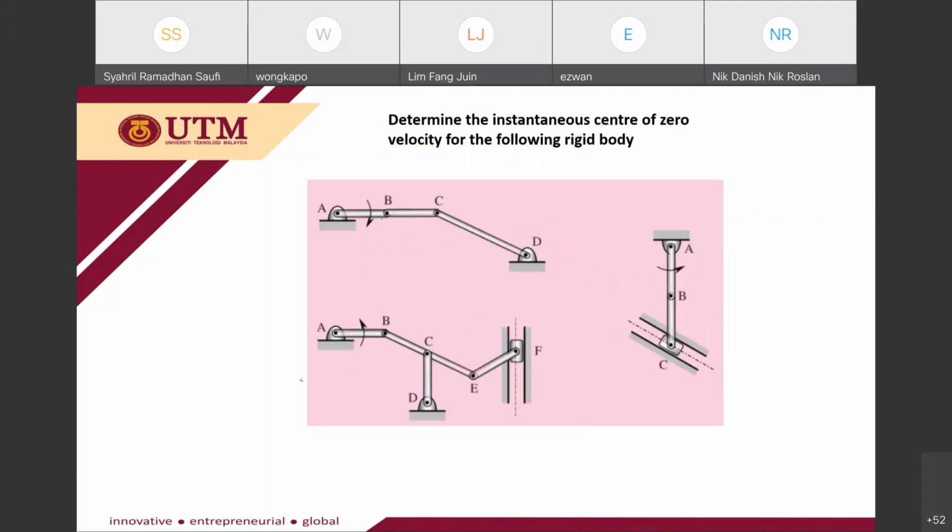Okay, I go to the next one. For this figure 3, where is the instantaneous center of zero velocity for BC? Because previously we know that BC is GPM. Where is the ICZV for this BC? Anyone?